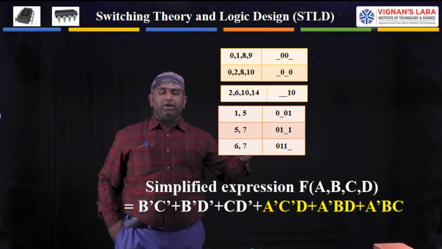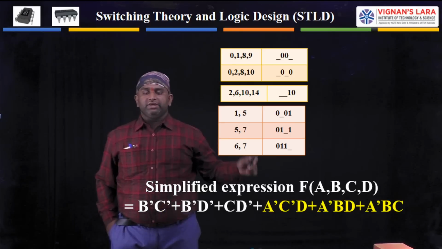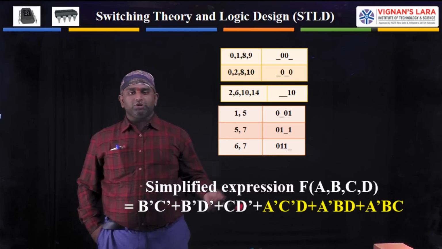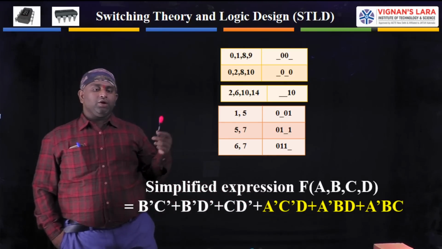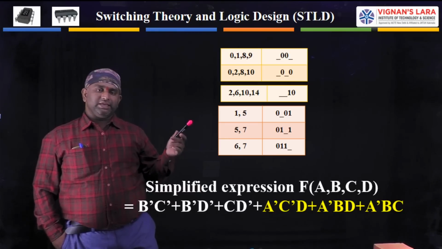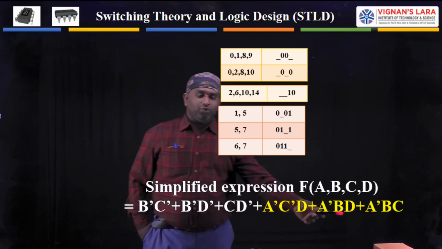Next, coming to that 5 comma 7, 0 1 dash 1, that is A bar B D. Why? Because C is not available. In the third position we have the C value, so we are removing that value. So finally here we have C bar, A bar B D. So that is also we have written here.